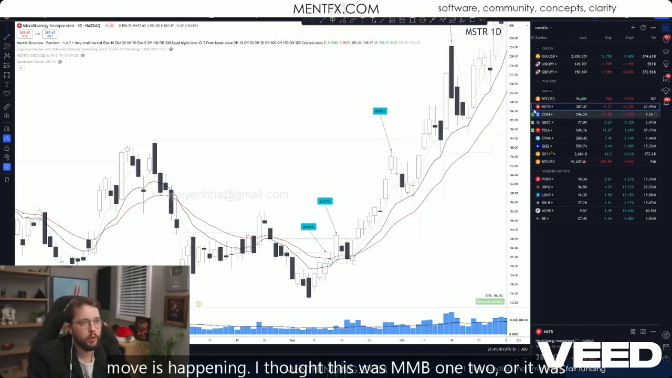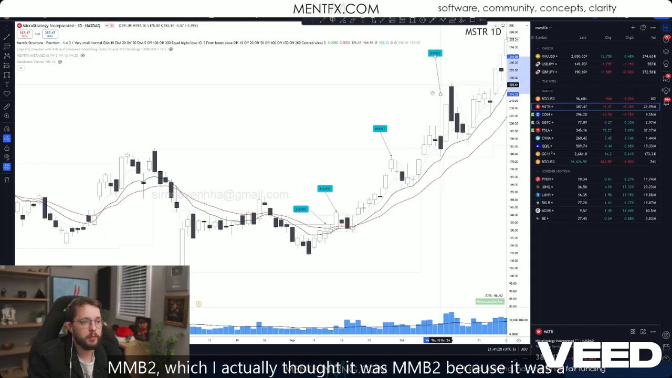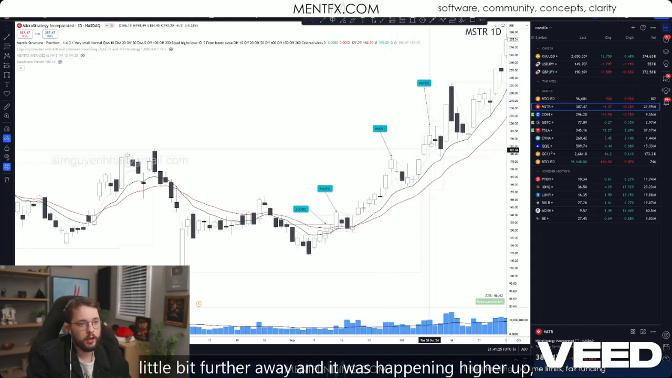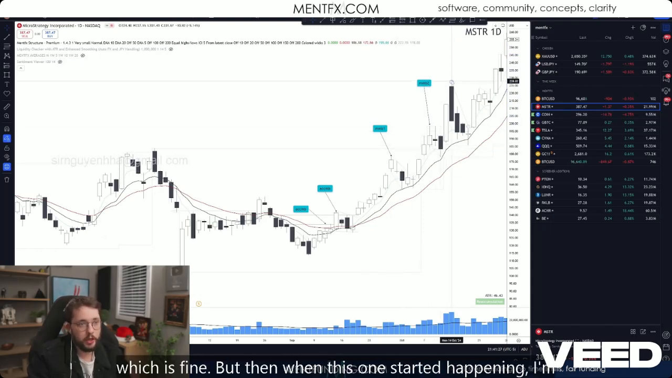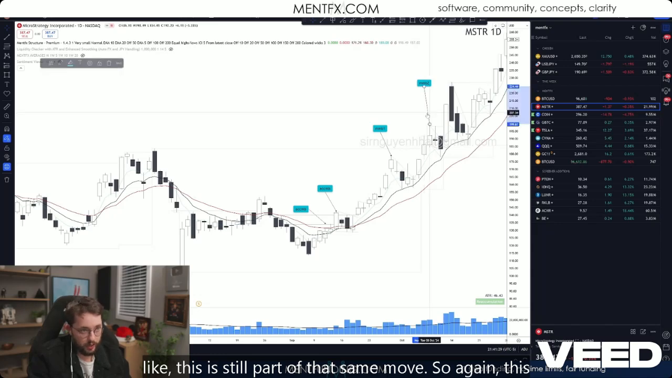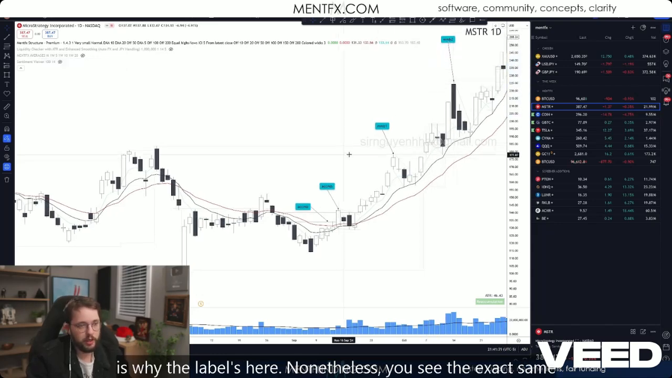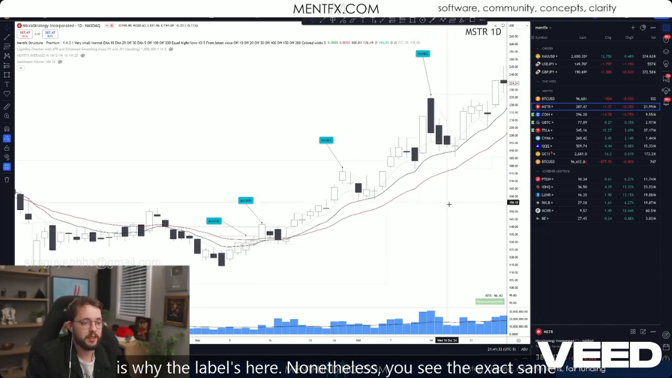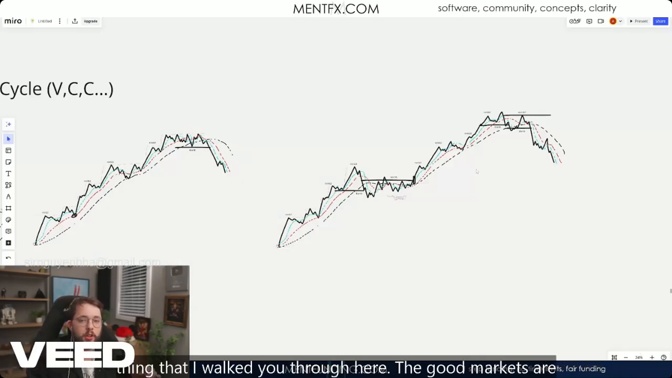I thought this was MMB1 too, or MMB2, which I actually thought it was because it was a little bit further away and happening higher up, which is fine. But then when this one started happening, I thought, this is still part of that same move. So again, this is why the label's here. Nonetheless, you see the exact same thing that I walked you through here. The good markets are going to support the moves. The selling that comes in is going to be bought up. Demand is going to come in, and this thing is going to continue to prove itself and give you those opportunities as a result.